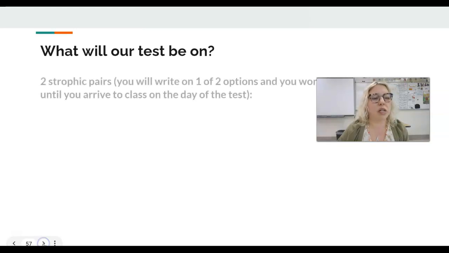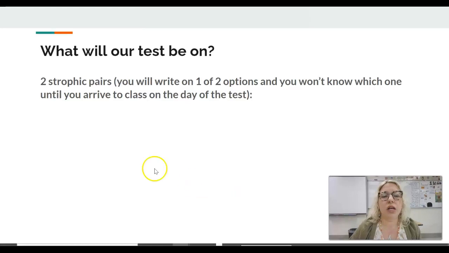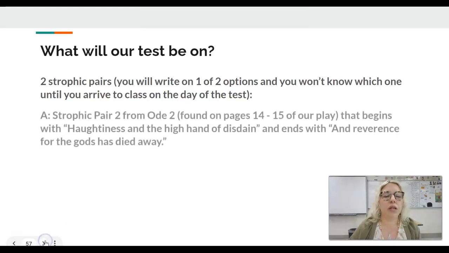All right, what will our test be on? Here's your last question. It's going to be on two strophic pairs, and you'll write on one of the two. You won't know which one you will be assigned until you arrive, so you have to prepare for both. And the first passage is going to be strophic pair 2 from Ode 2. This is found on pages 14 through 15 of our play. It begins with haughtiness in the high hand of disdain and ends with and reverence for the gods has died away. This is the strophic pair that you probably used for 5.3, and it will be one of the passages for the summative assessment.